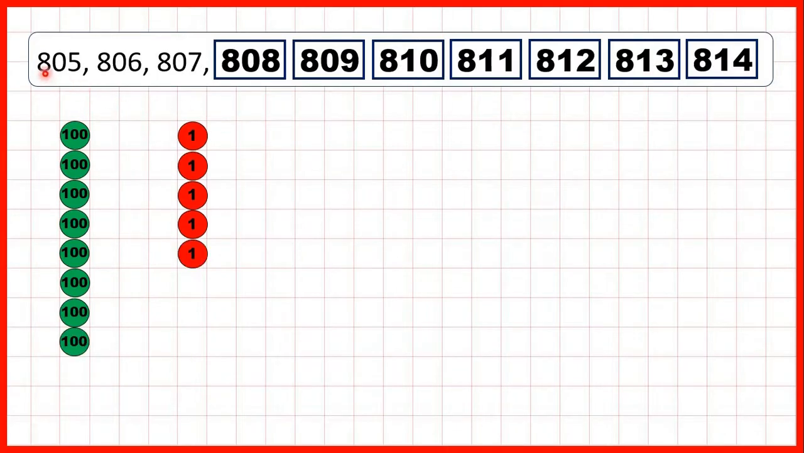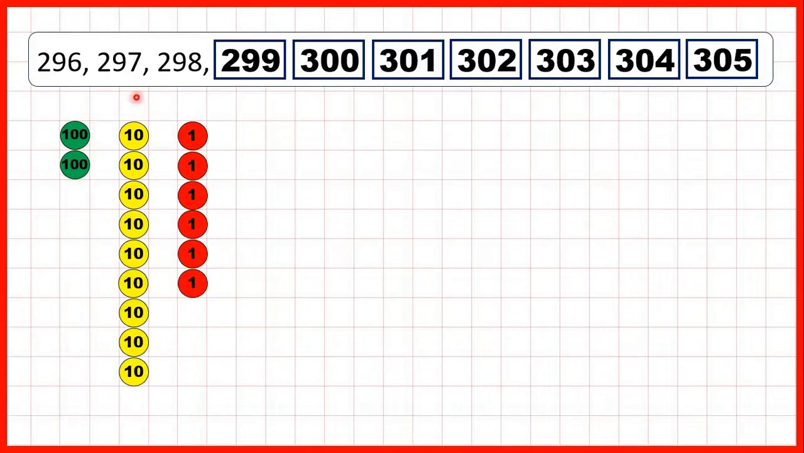Then we started with 805, so 8 hundreds, no tens and 5 ones. We can keep on adding ones, but when we get 10 ones, we need to exchange those for 1 10. And then we keep on adding ones until we end up with 814, so 8 hundreds, 1 10 and 4 ones.